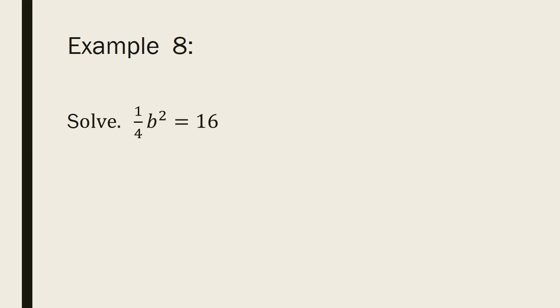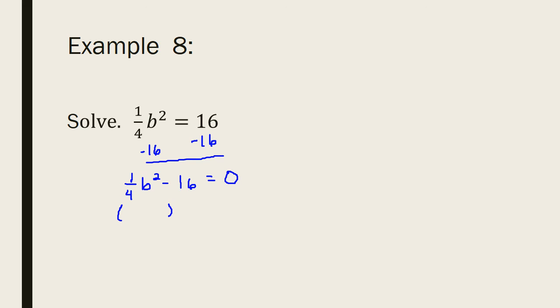Let's look at our last example here. So we're going to be solving this. Our first step is to make sure it's set equal to 0. So we're going to go ahead and subtract that 16. So these are not like terms, so I'm going to go ahead and write 1/4 b squared minus 16 equals 0. And then notice, even though I've got a fraction there, that fraction is a perfect square, because 1 is a perfect square and 4 is a perfect square. So that the 1/4 is a perfect square. So that means we can go ahead and factor it by difference of squares.